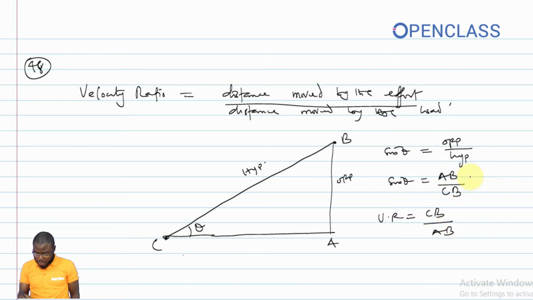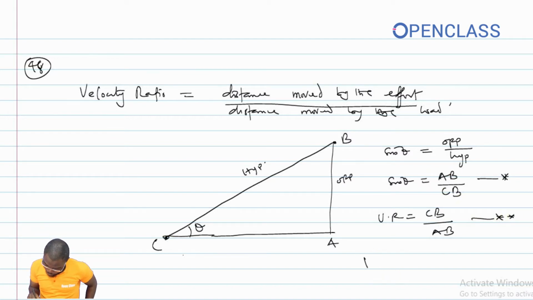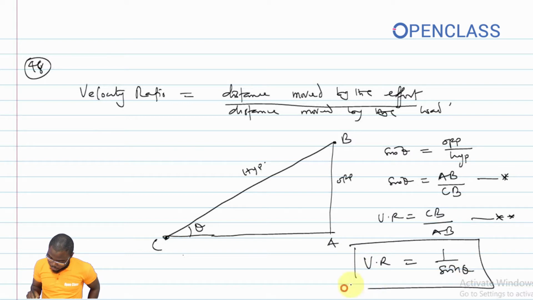If you compare this and this, you see that they have an inverse relationship. So your velocity ratio is therefore equals to 1 over sine theta. The velocity ratio is 1 divided by sine theta. That's question number 48.